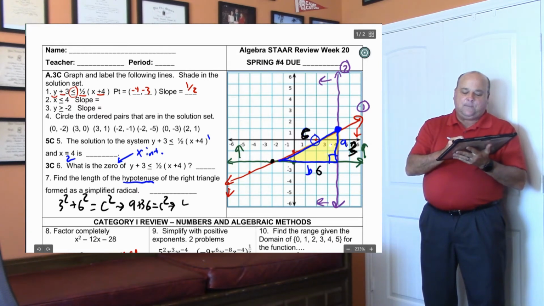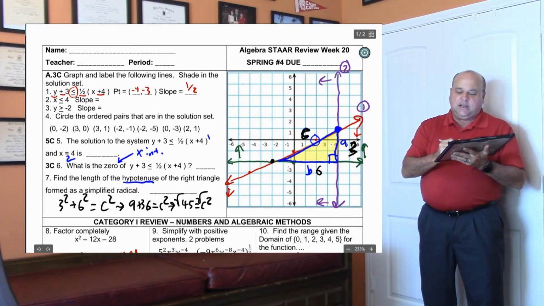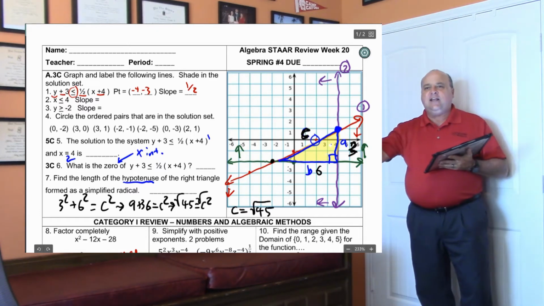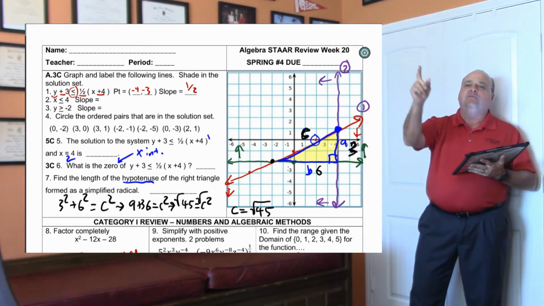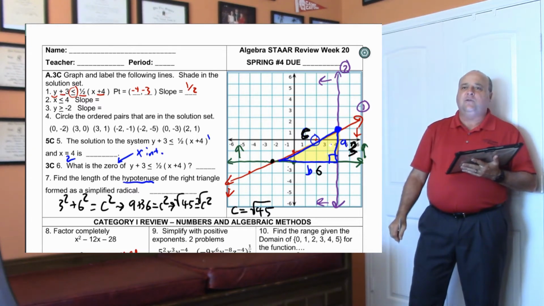If I add that up, I get 45 equals c squared, and then you take the square root, right? So I'm going to get c equals the square root of 45. Now then, in 8th grade, you made that a decimal. Before the last test, you learned how to simplify that.